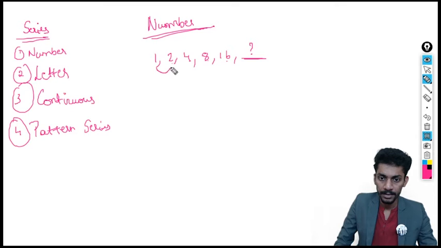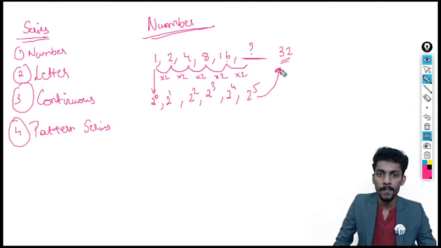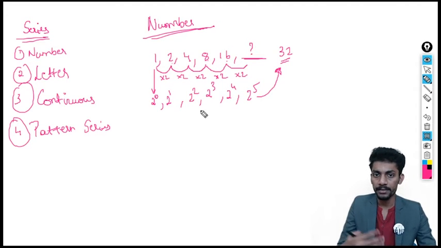Now, if you can see 1, 2, 4, 8, 16. In simple terms, 1 into 2 is 2, 2 into 2 is 4, 4 into 2 is 8, 8 into 2 is 16, and the answer should be 16 into 2, that is 32. That is one method. Another method: 1 is nothing but 2 power 0, 2 is 2 power 1, next is 2 square, 2 cube, 2 power 4, so next should be 2 power 5, that is nothing but 32. Number series has many different ways of solving questions, but the final answer remains the same.